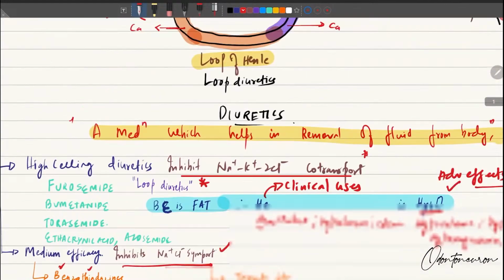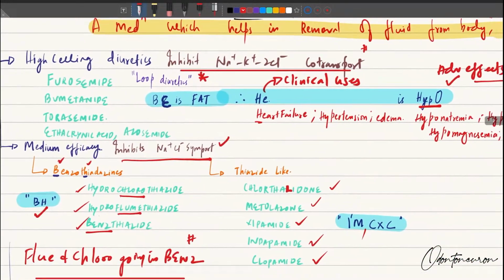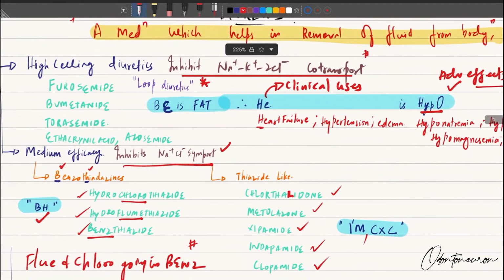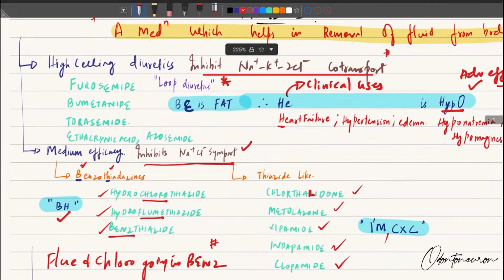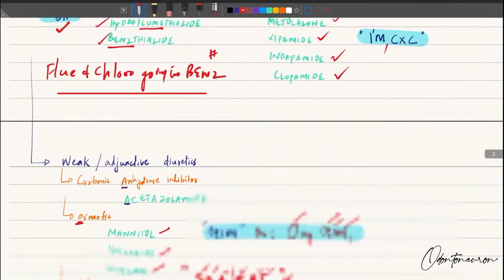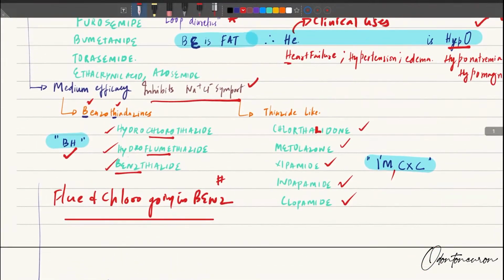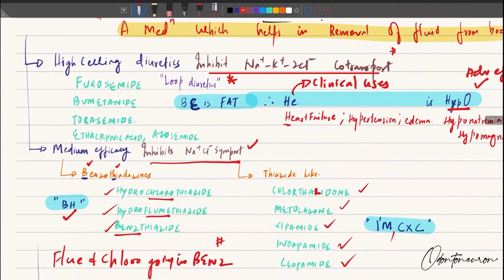We'll quickly have a revision of what we have done in diuretics, and then go to antidiuretics. Diuretics can be classified into three parts: high ceiling, medium, and weak. High ceiling diuretics act on the loop, so we call them loop diuretics.